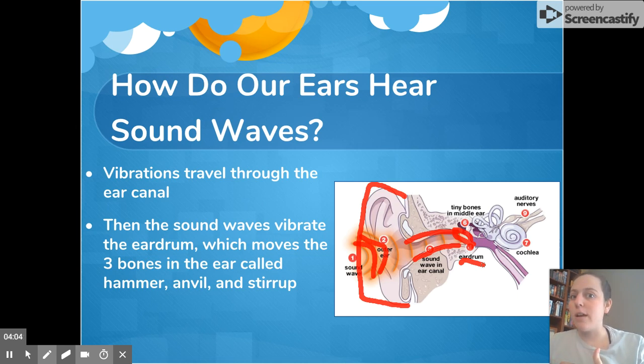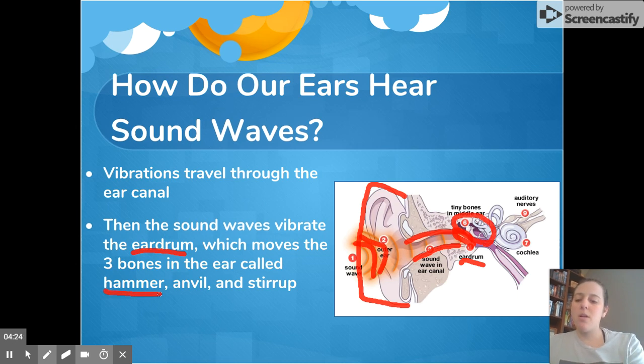That might be a very important thing to remember, that the eardrum is the first part of your ear to vibrate. When that eardrum vibrates, it then vibrates these three bones right here.